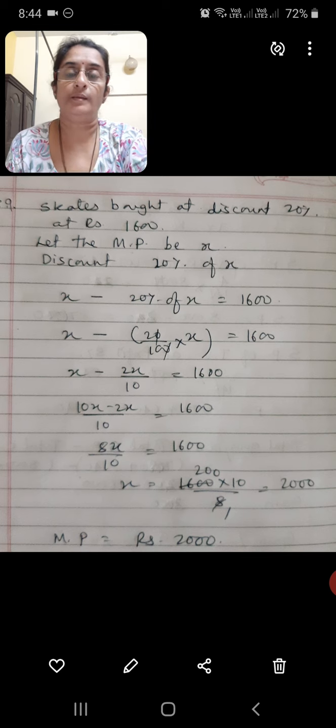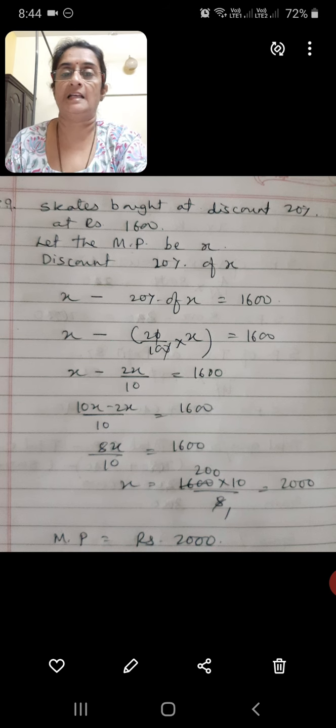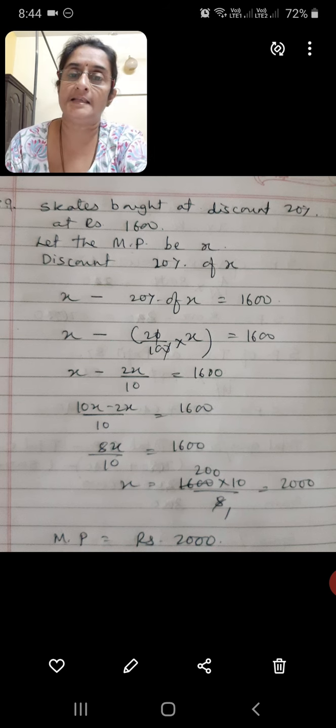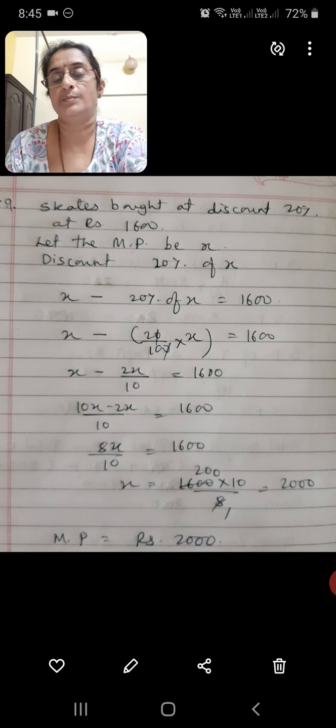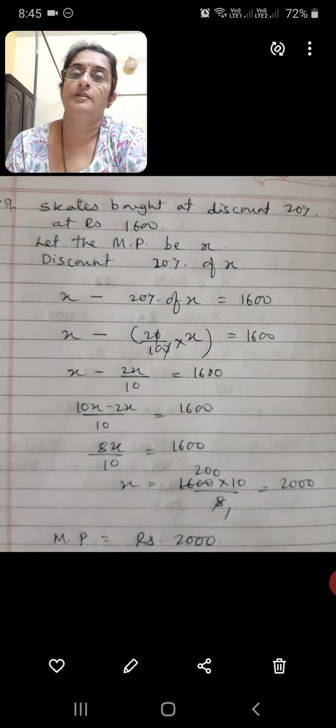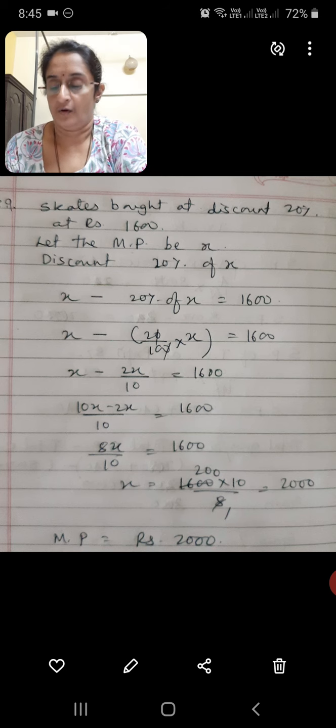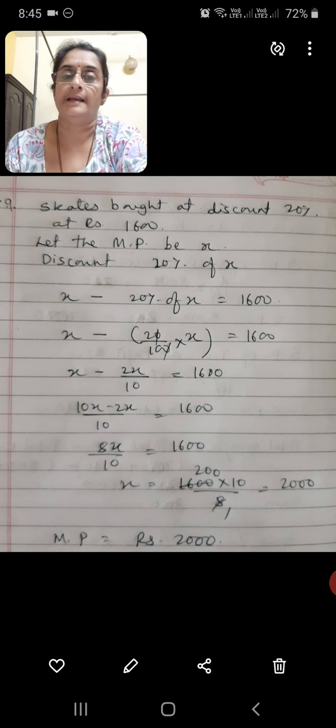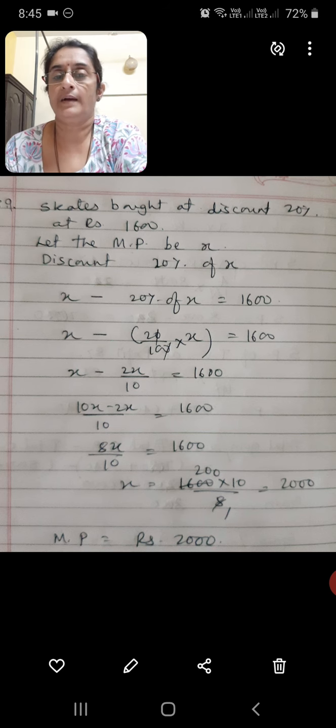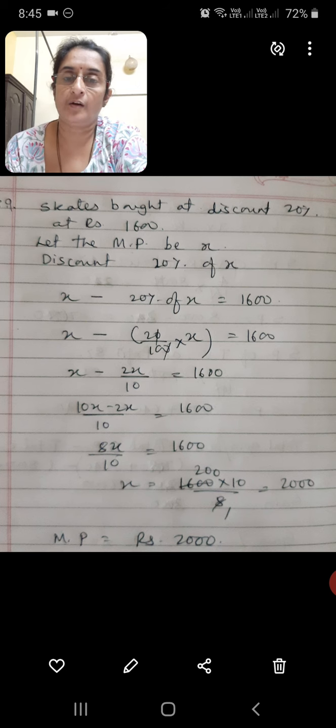See, when you go to the big malls and all, they write 20% discount, 30% discount on mark price. Mark price means tag price. On the tag there will be a price written, that is considered as mark price, and on that the shopkeeper gives the discount. Now Arun has bought a skate at 20% discount and the discounted rate is 1600. Fine. So the mark price which is labeled on that has to be more. On that price he has got 20% discount and the discounted price is 1600.